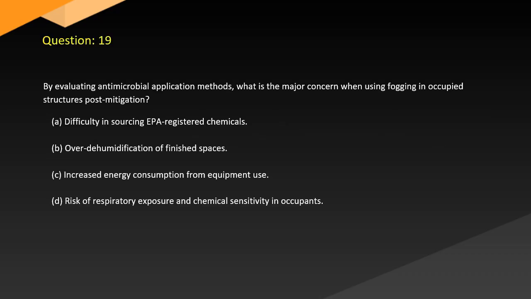Question 19. By evaluating antimicrobial application methods, what is the major concern when using fogging in occupied structures post-mitigation? A. Difficulty in sourcing HVACR chemicals. B. Over-dehumidification of finished spaces. C. Increased energy consumption from equipment use. D. Risk of respiratory exposure and chemical sensitivity in occupants.